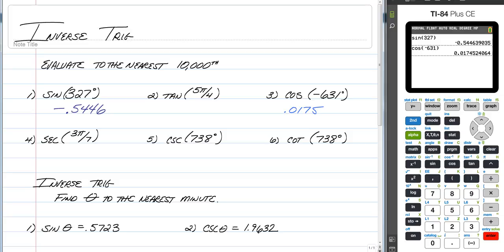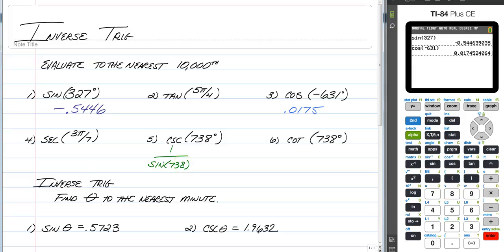The issue is when we get to the reciprocal functions. You just have to remember one thing. When you're given the angle, cosecant of this is equal to 1 over the sine of that angle measurement. Okay, because remember, cosecant is just a reciprocal.